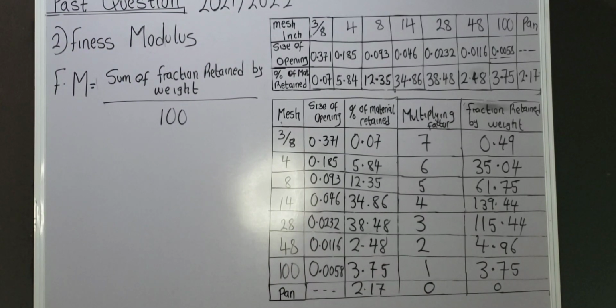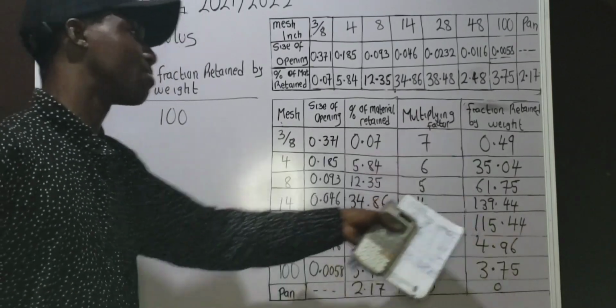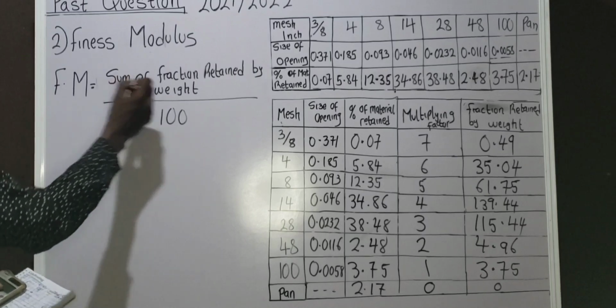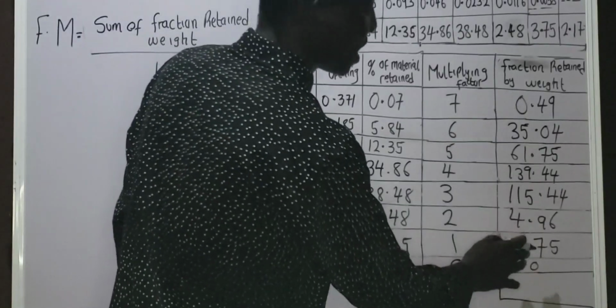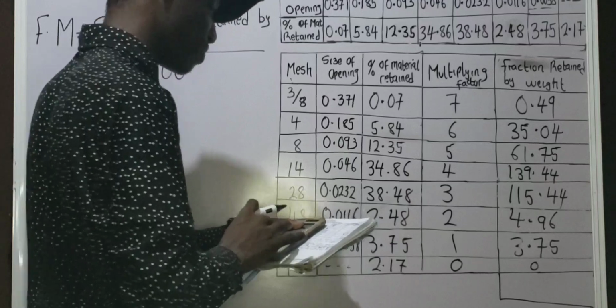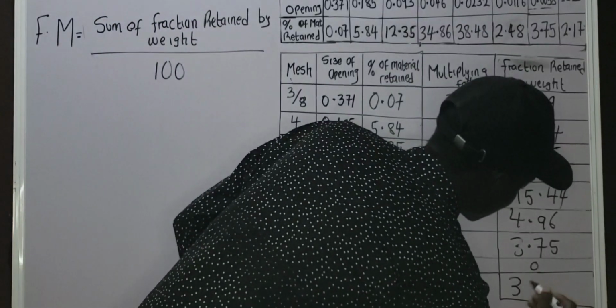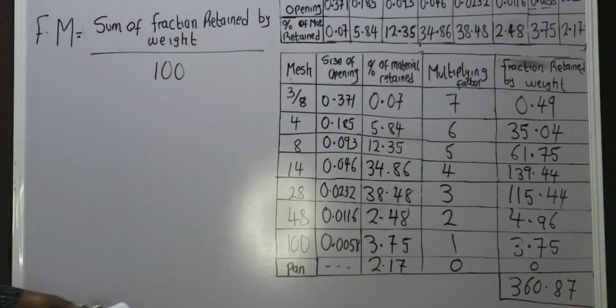Now the next step is that I'm going to calculate the sum of fraction retained by weight. To get the sum of fraction retained by weight, you have to sum up the fraction retained by weight. You understand? So let's proceed to sum all this up. When I add all this together, I got 360.87. That is the sum of fraction retained by weight.